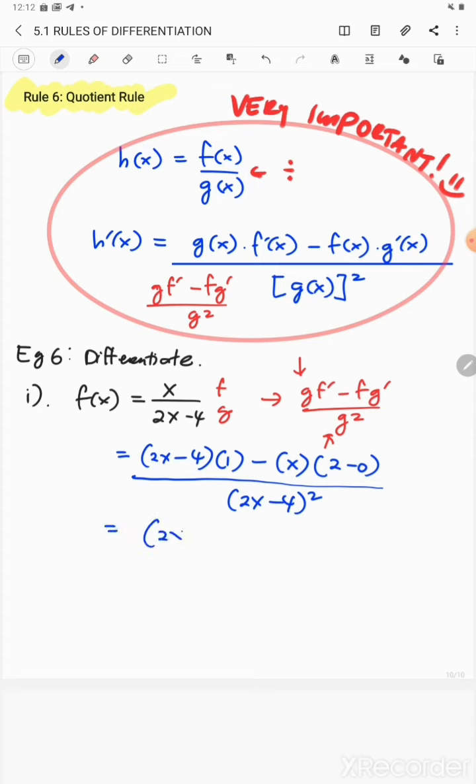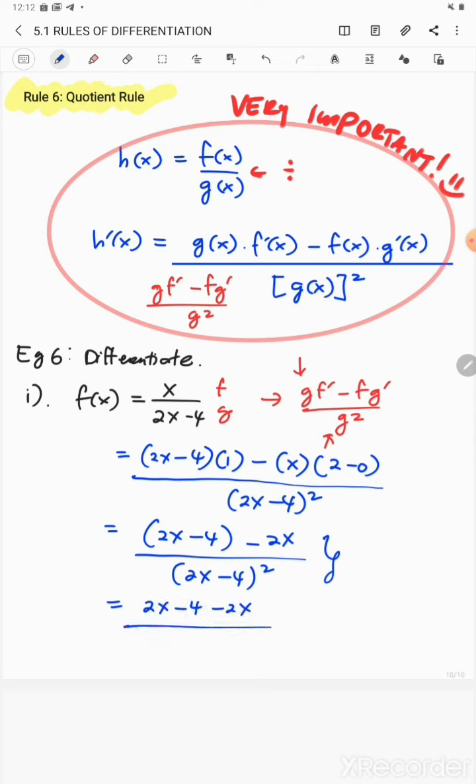Simplify this, we get 2x minus 4 minus x multiplied by 2, which is 2x, divided by 2x minus 4 square. If you want to solve this further, this is the simple term, so we can just open the bracket. We get minus 2x over, never mind the square, this part you just leave it. So 2x minus 2x, we get 0. The answer is negative 4 divided by 2x minus 4 square. This is the answer for the quotient rule.